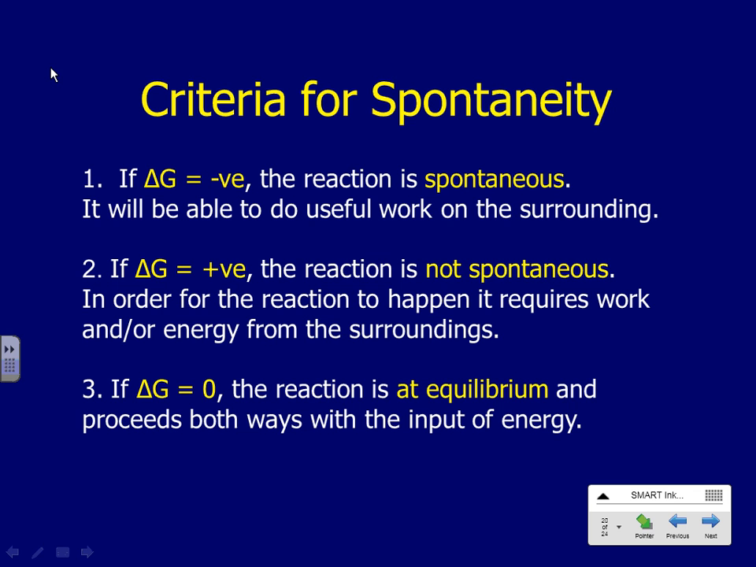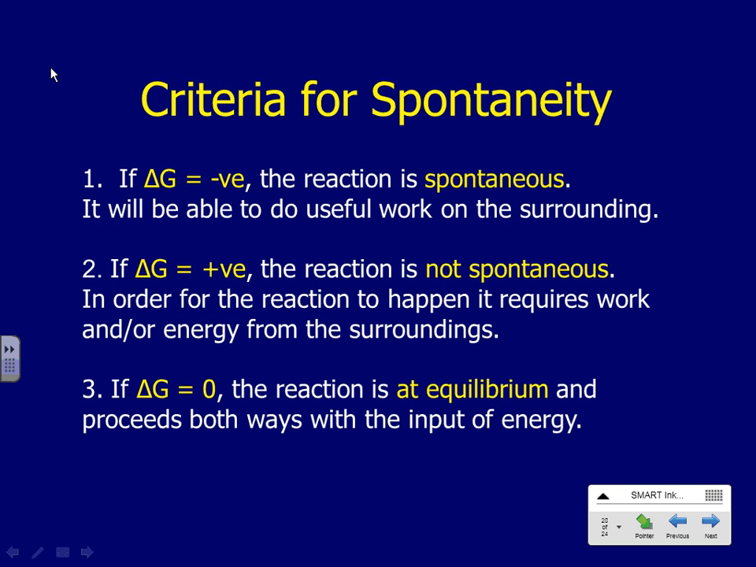So if a delta G is negative, it means it is spontaneous. To chemists, that's important, the fact that we can determine it's spontaneous. And to engineers building engines and various things, it can do useful work. That's important to them because they can then determine how much it's going to push on a piston or something like that. That's the easiest way to think of it, pushing on a piston like an engine or moving a valve of some sort.